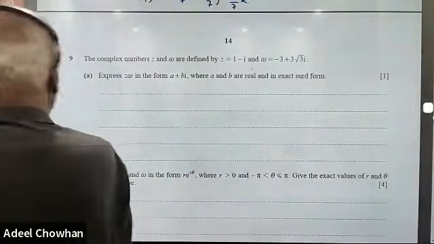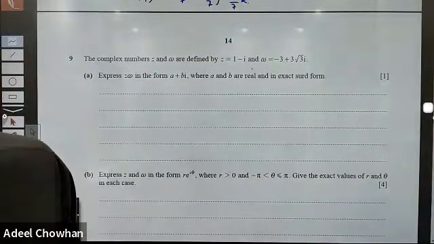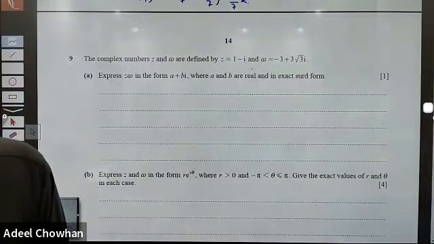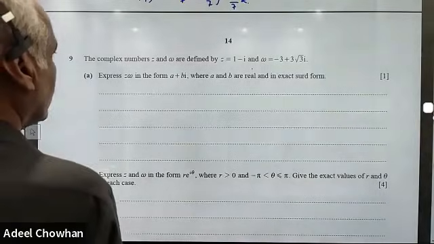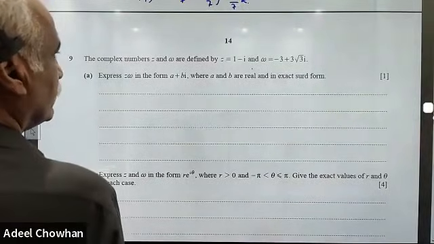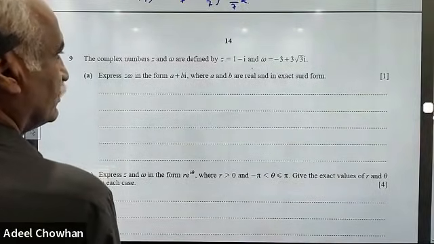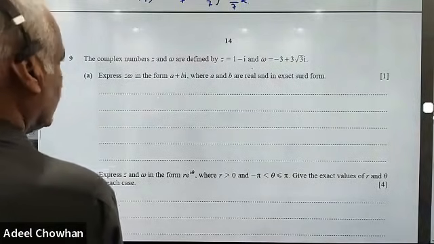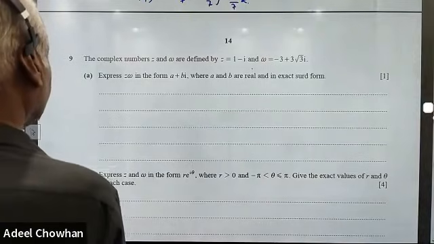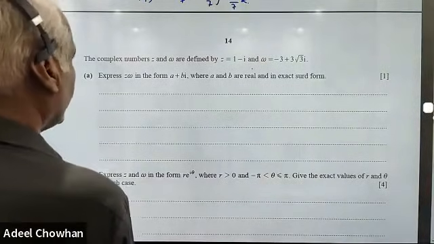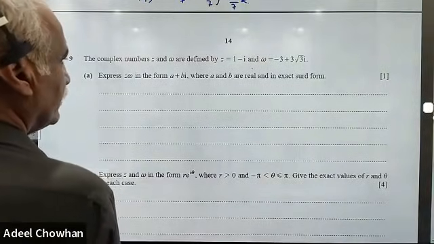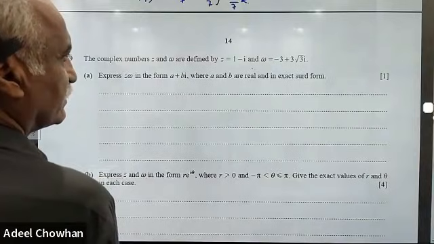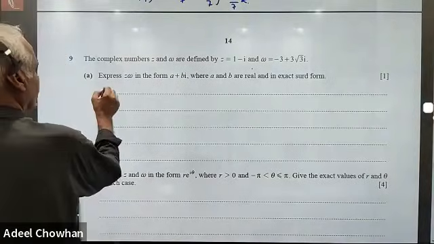Question number 9. The complex numbers z and w are defined by z is equal to 1 minus iota and w is equal to minus 3 plus square root of 3 iota. Express zw in the form a plus iota b, where a and b are real constants, in exact form. So zw.